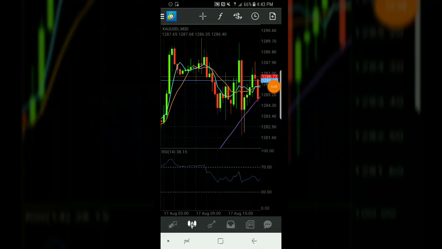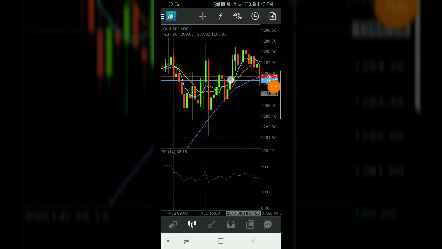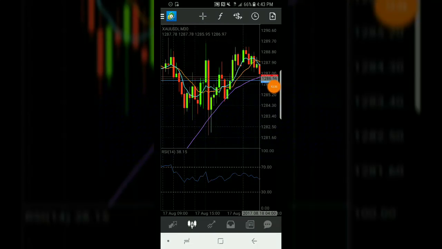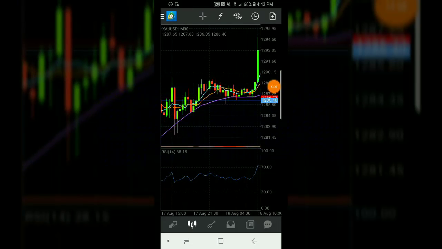And sometimes it will come back to the 50 like it did here. If it holds the 50, you've got a very strong likelihood that it will continue to move to the upside and break out in a very significant way.